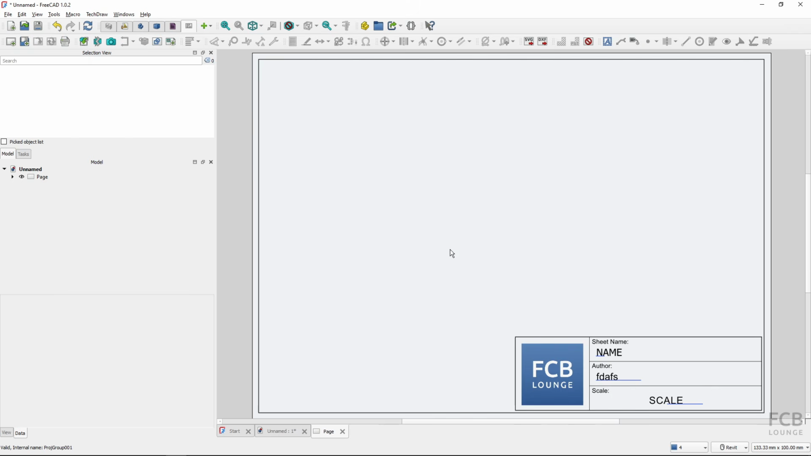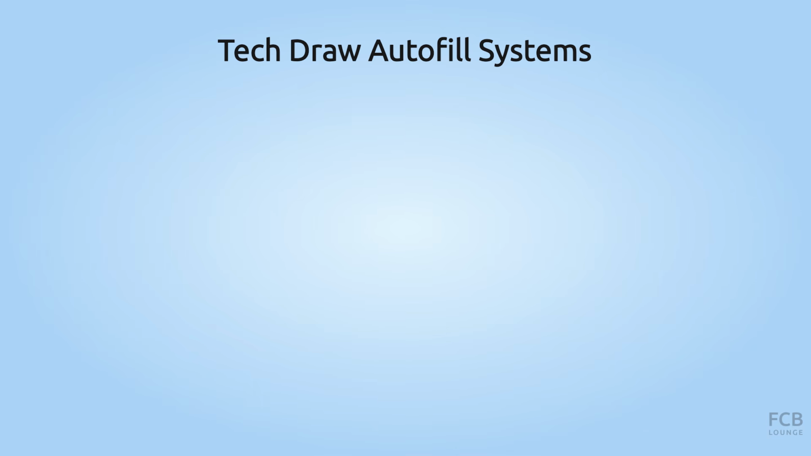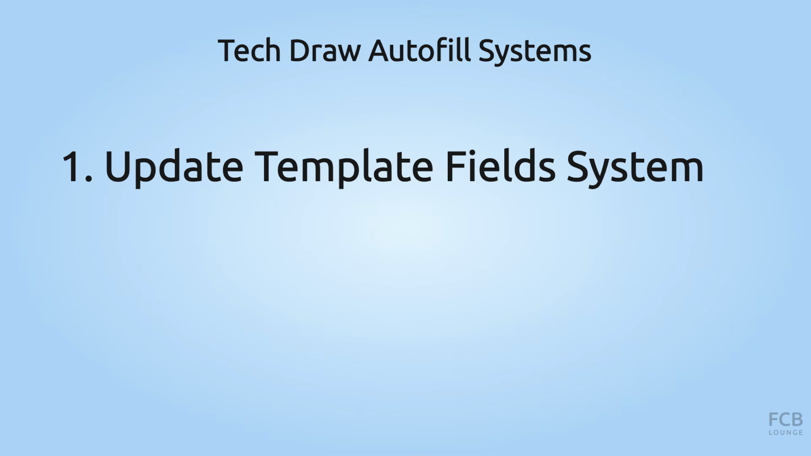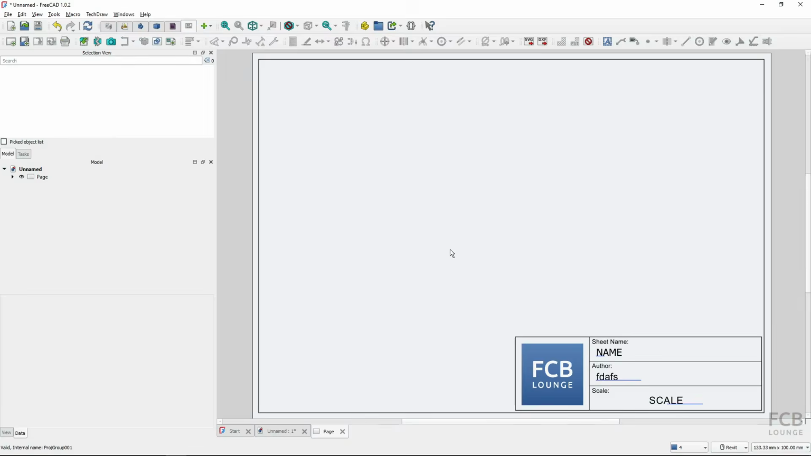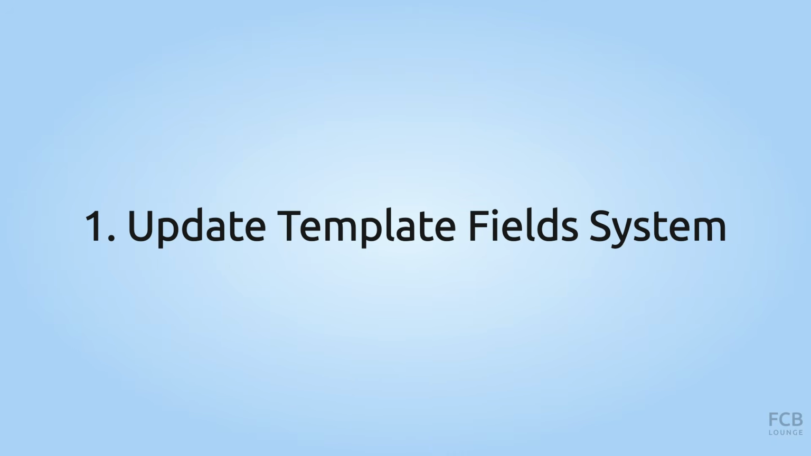It's important to know that there are two independent autofill systems in FreeCAD. The first one is Update Template Fields, and the second one is Autofill Elements. Both of these can do the same thing, but they do it in a different way. But it's very important to note that they work independently, and that they can fill in the same fields. First, I will show how the Update Template Fields system works.